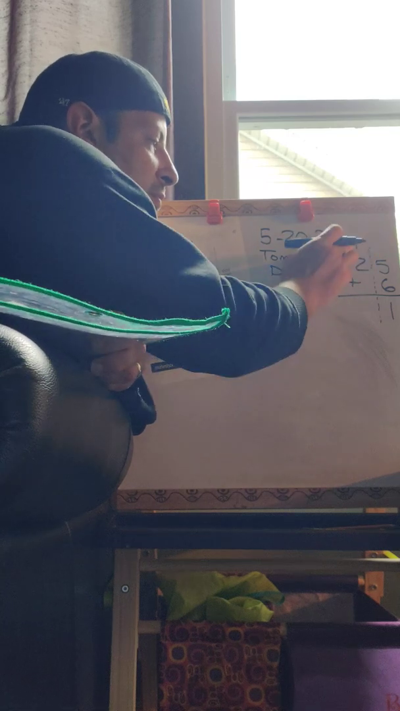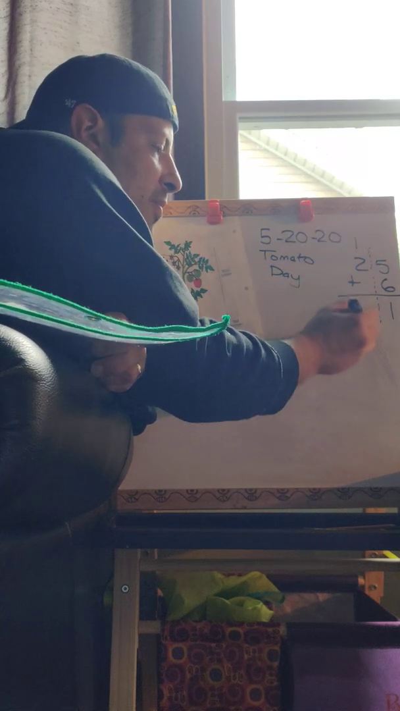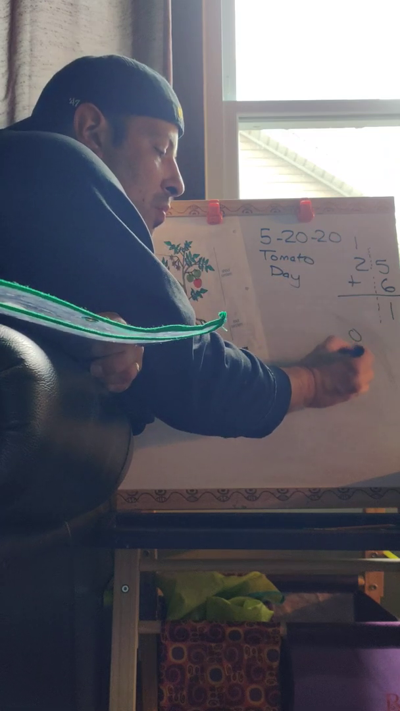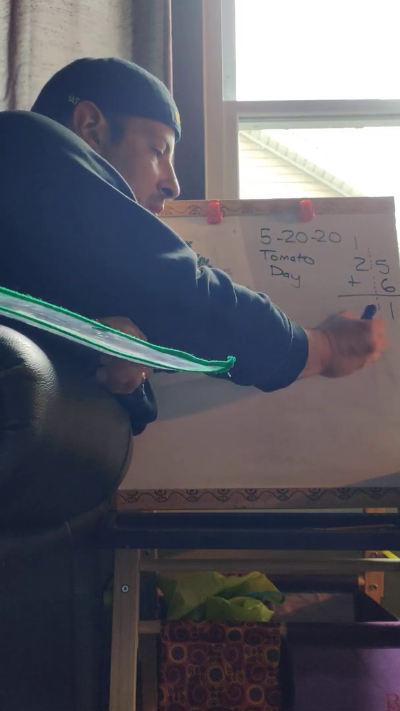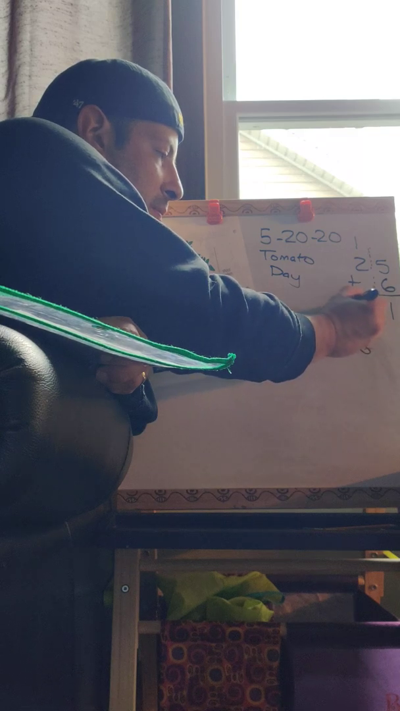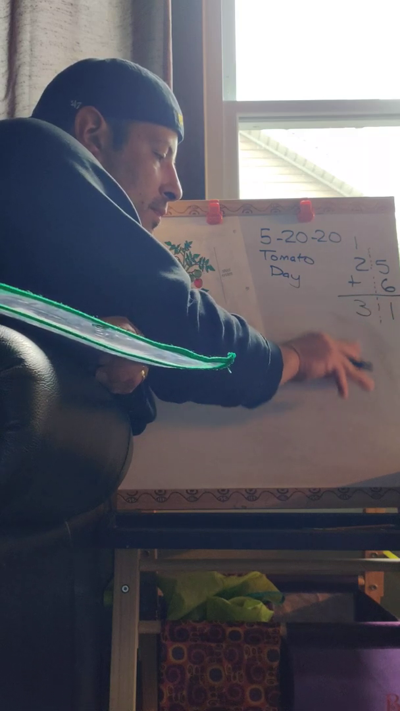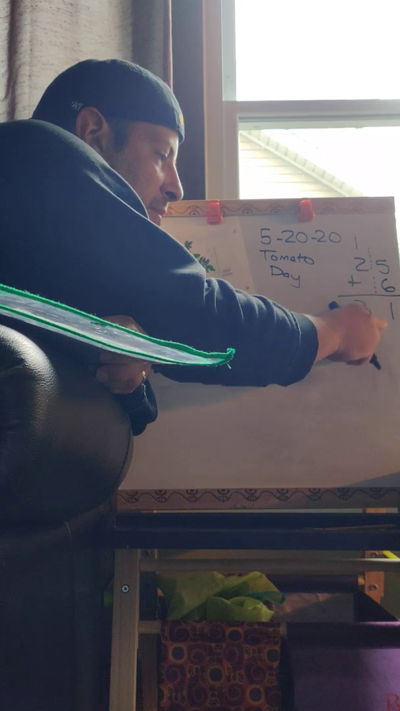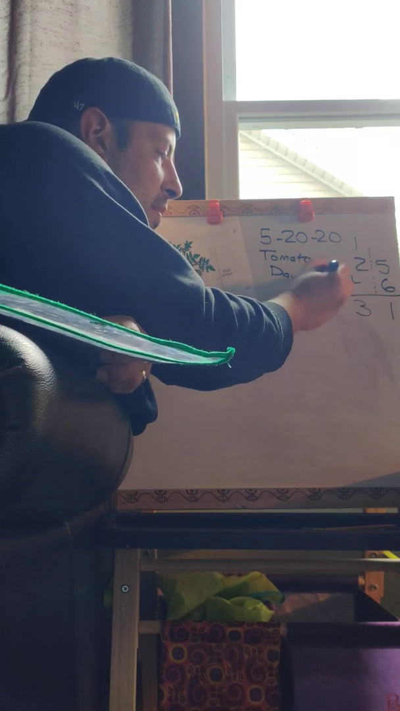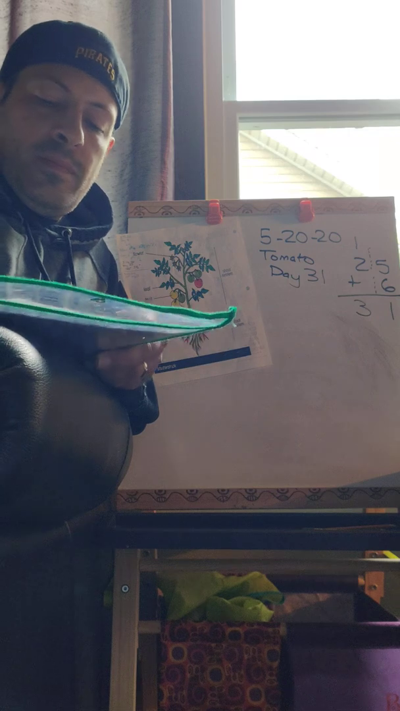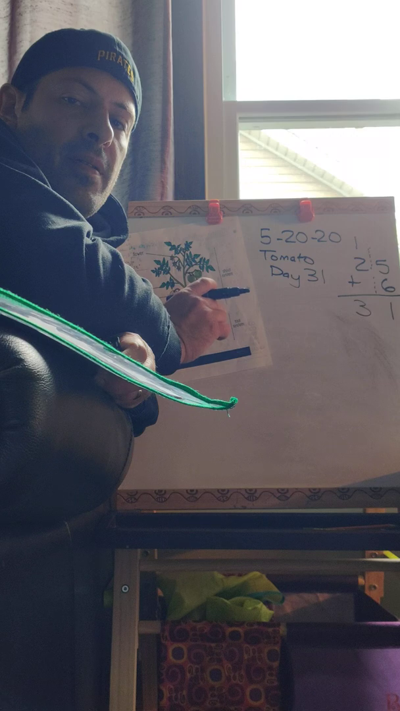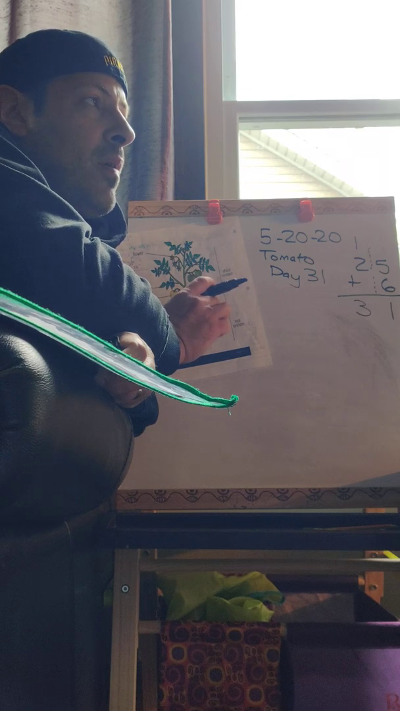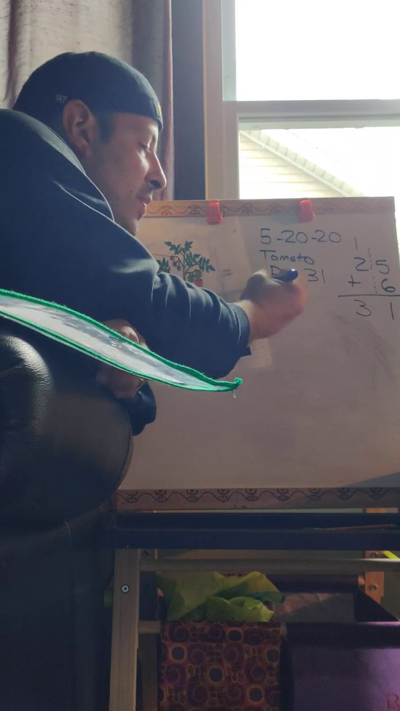Alright, next column. I have 1 plus 2. I have 1 tomato plus I'm buying 2 more. 1, 2. How many tomatoes do I have all together? 1, 2, 3. I have no more columns, so I'm going to erase my imaginary line, and I'm at day 31. Is tomato a fruit, vegetable, or herb? It's not a herb. It's not a fruit, so it's a vegetable.